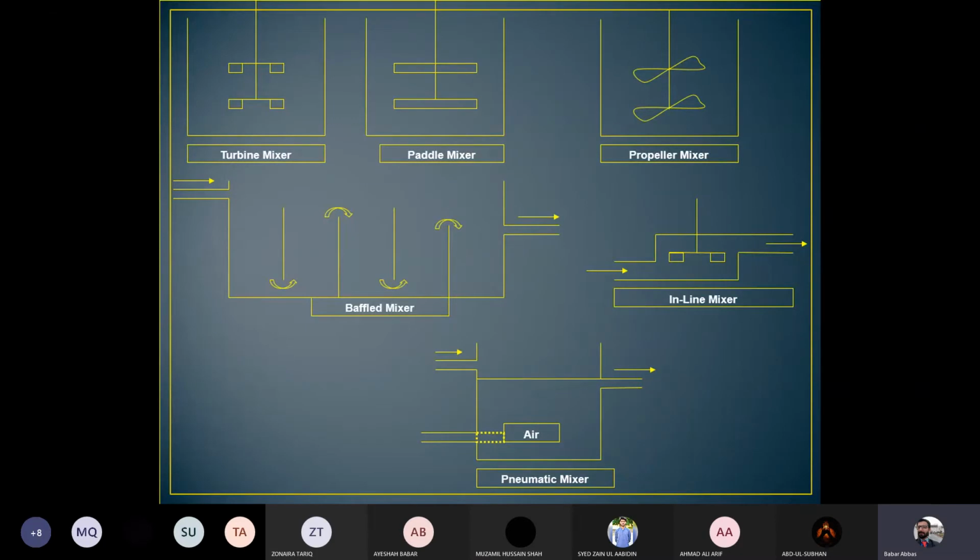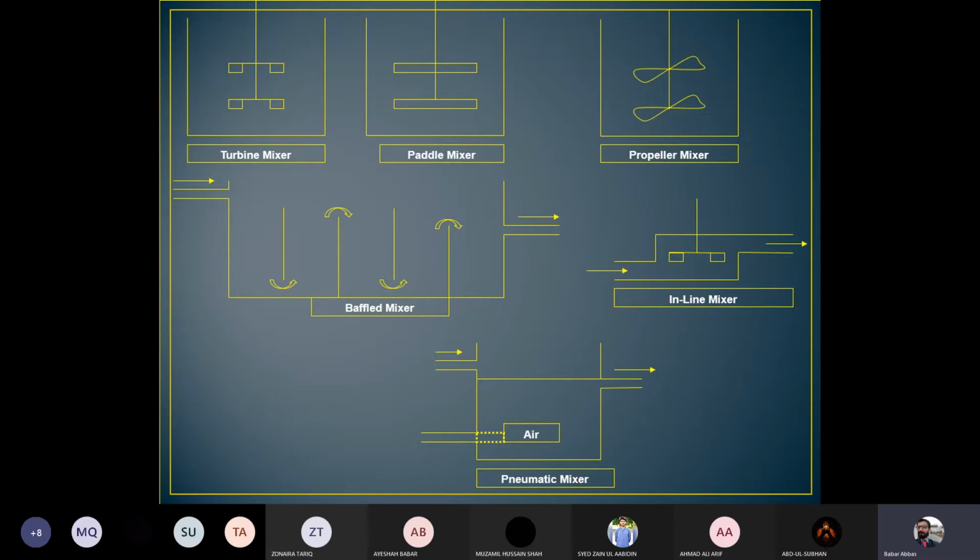These are different types of reactors which are fabricated and designed with a propeller or impeller as well. This is the turbine mixer, this is the paddle mixer, this is the propeller mixer, this is the baffled mixer, this is the inline mixer, and these are the pneumatic mixers. All these types of chemical reactors and propellers serve different purposes in terms of the addition and effective mixing of chemicals in the entire water sample.